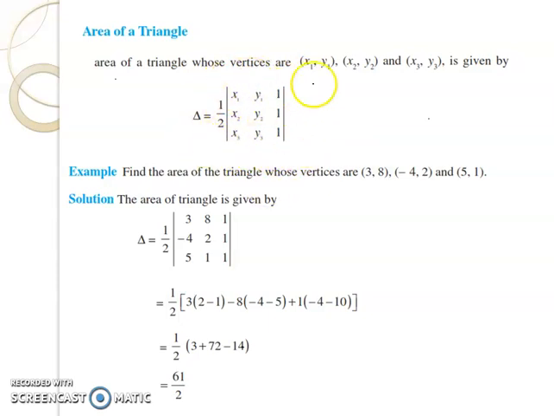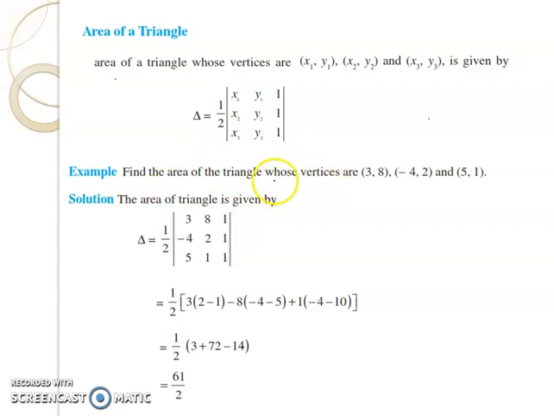You know, to find the determinant, the order should be the same. Like if rows are 3, then columns should be 3. It should be a square matrix, right? Now, how to apply this formula?